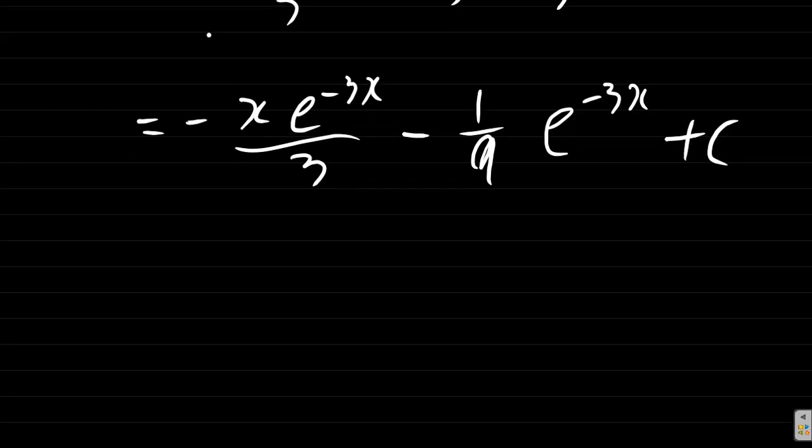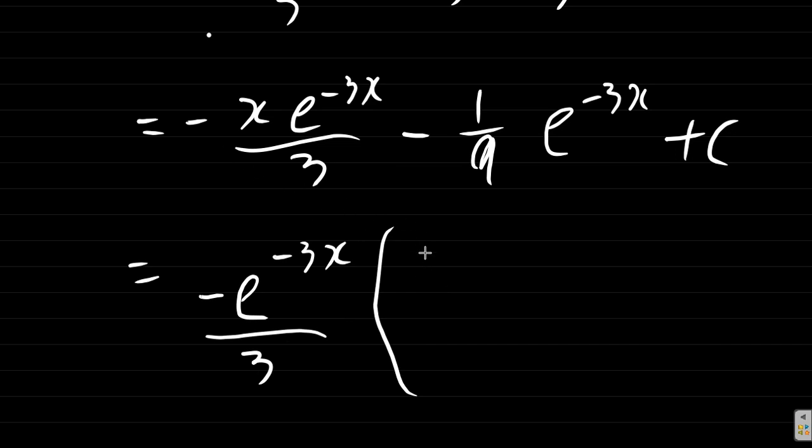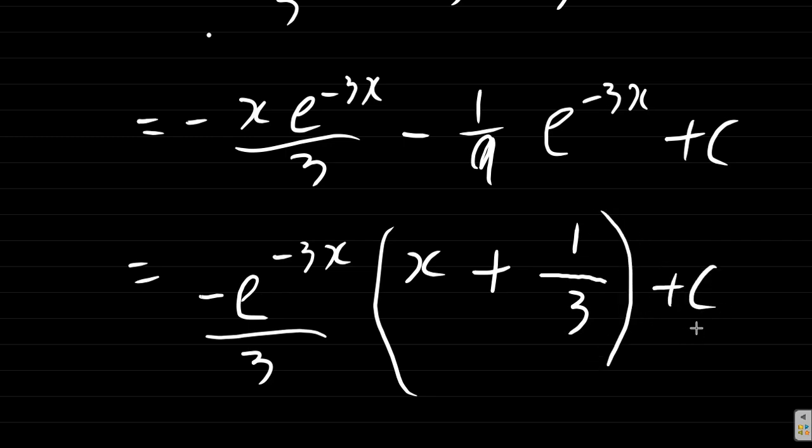You can do some amount of cleaning up. If you have negative e to the negative 3x outside the bracket divided by 3, you would have positive x up top over 1, then plus 1 over 3, since e to the negative 3x goes into e to the negative 3x. So x plus 1/3 in the bracket plus c. So that is your answer.